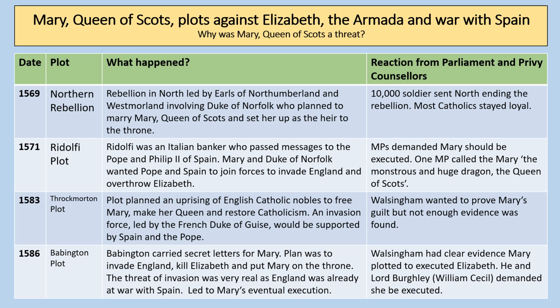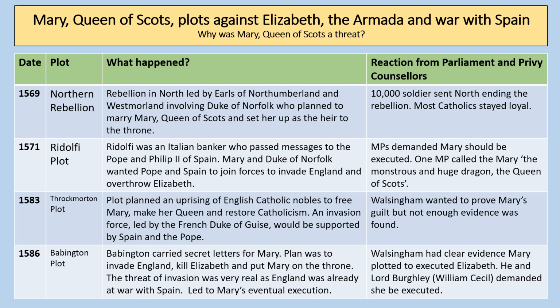The Ridolfi Plot was basically an Italian banker who passed messages to the Pope and Philip II of Spain. Mary and the Duke of Norfolk wanted the Pope and Spain to join forces to invade England and overthrow Elizabeth. After that Ridolfi plot, MPs demanded that Mary should be executed, and one MP called Mary the monstrous and huge dragon, the Queen of Scots.